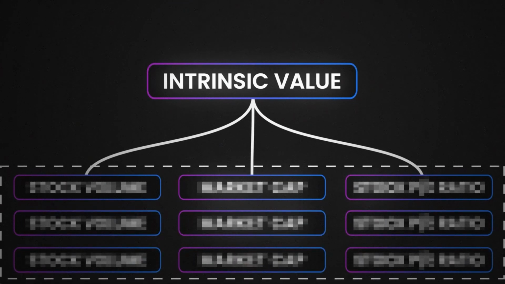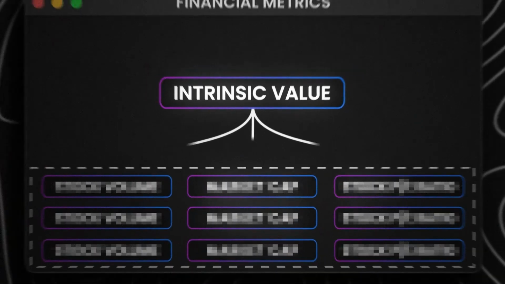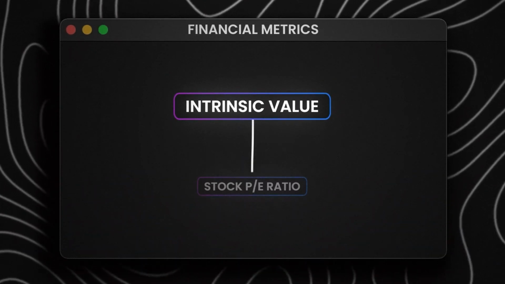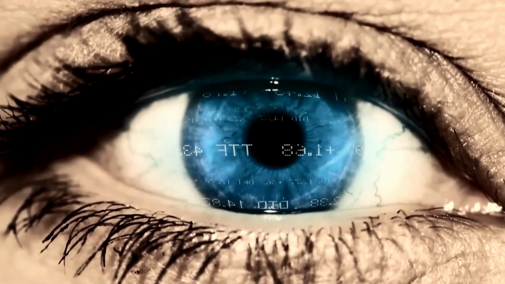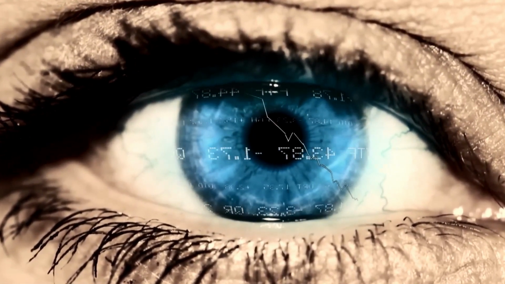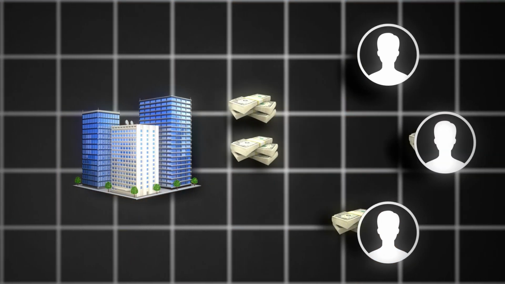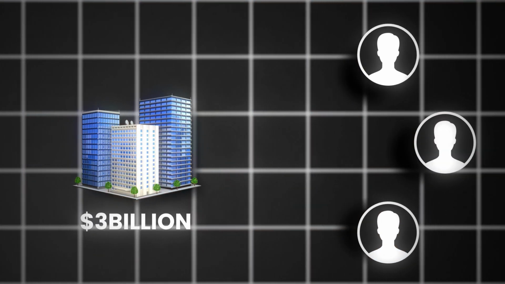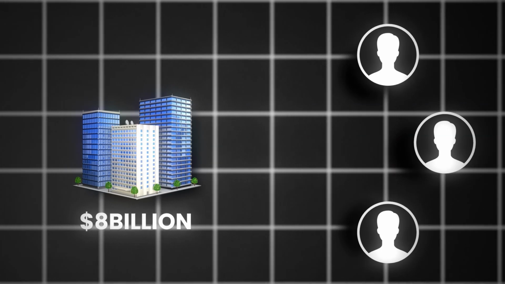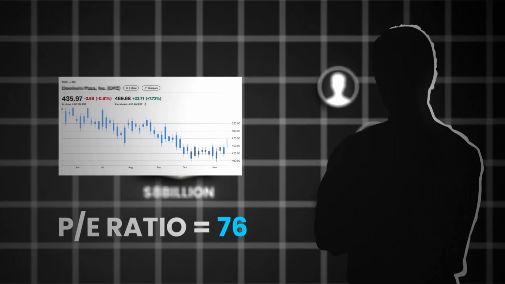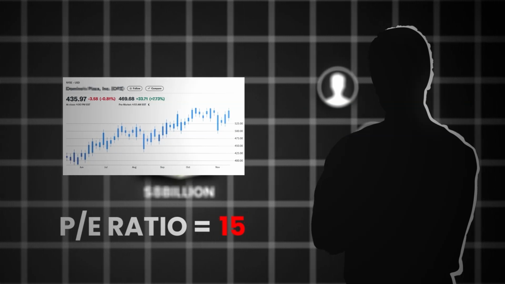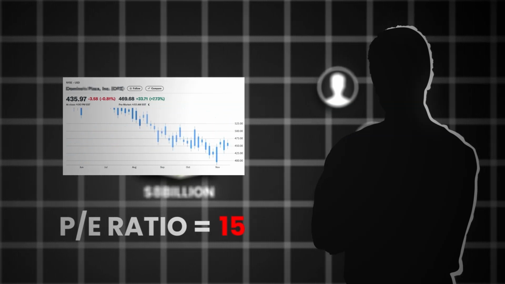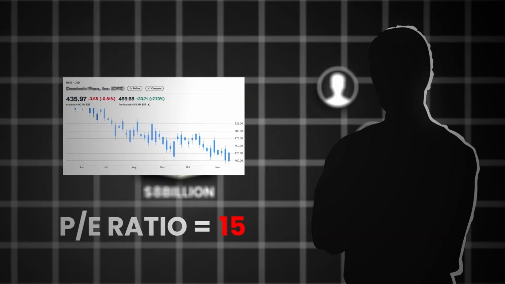There are a lot of them, but don't worry. We're going to break them down in simple terms. The price-to-earnings, PE ratio, is one of the most famous metrics used by investors. It tells you how much investors are willing to pay for each dollar of the company's earnings. A high PE ratio can suggest that investors expect strong future growth, while a lower one might indicate that the stock is undervalued or the company is facing challenges.